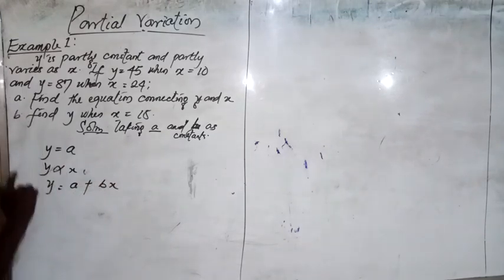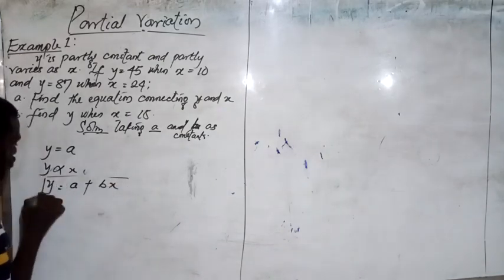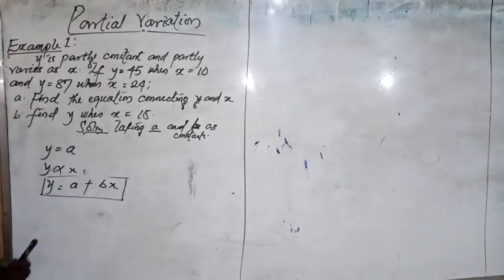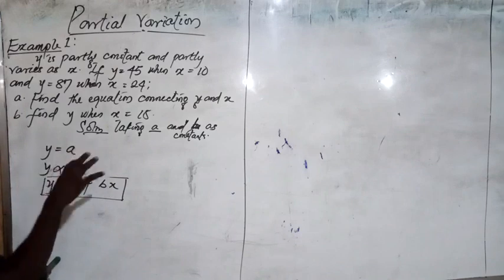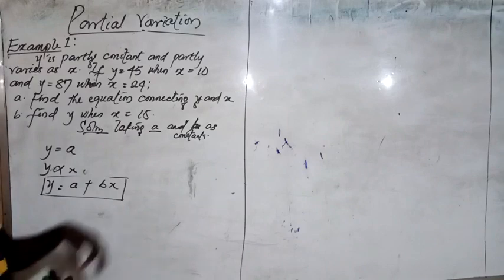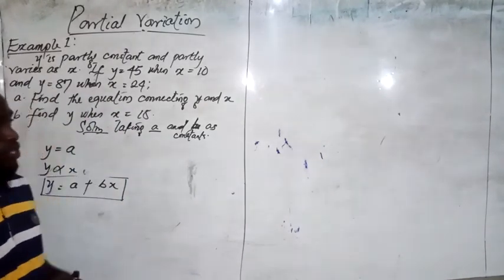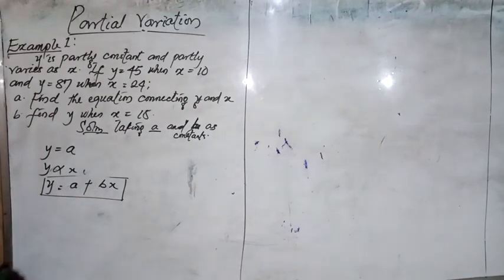So now you can introduce your constant to this place here. This is the equation with which you will be working. This will be the grand equation that will help us to solve the question. One thing about this partial variation is that you almost always end up with a simultaneous equation, and you're going to see an example here.